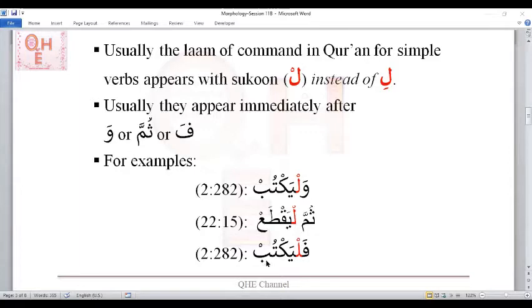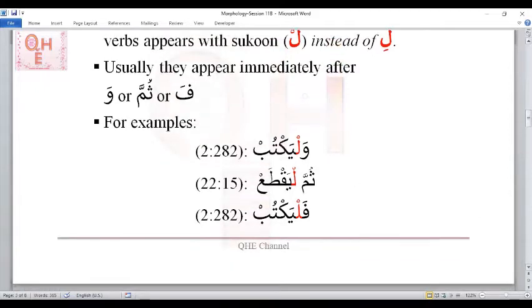Okay. But you remember for the lam kasra, we saw lam kasra in another place, right? We saw lam kasra li as a nasb particle. And there are verbs in Quran that have a clear li, lam kasra li, at the beginning of the verb. So how would I know which one is the command verb and which is not? Just like this. If there's lam sakina right after waw or thumma or fa, I would know this is lam of command. Let's look into this a little bit more, inshallah.